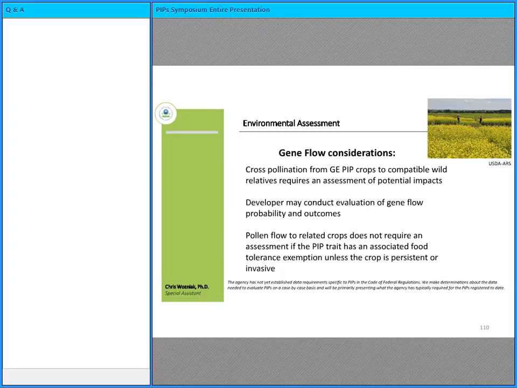So what we're really talking about here is expanding the exposure of the PIP trait to the environment by transfer to a sexually compatible wild relative, typically in a self-sustaining population.